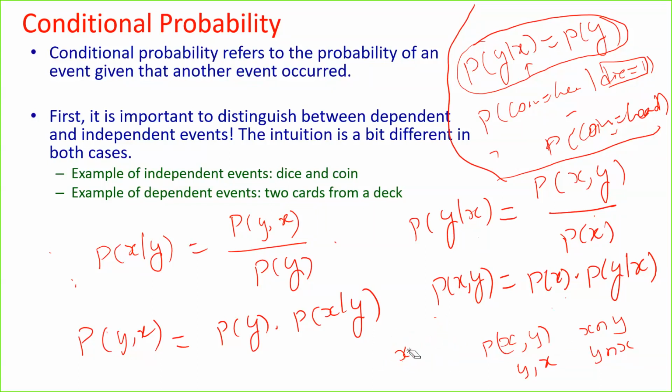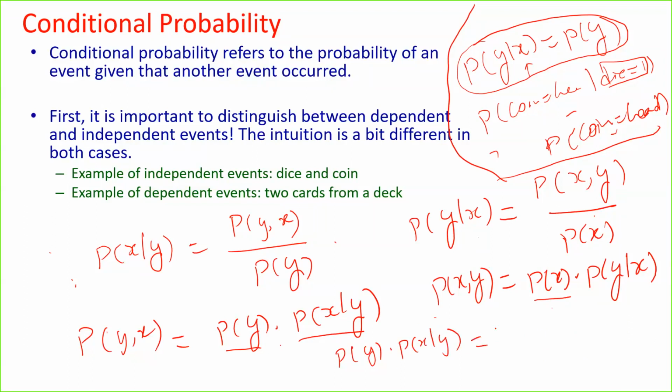So if I expand them, probability of y comma x is probability of y times probability of x given y. And if I expand probability of x comma y, this is equivalent to probability of x times probability of y given x. They are the same, so can I equate them? Yes, sir. Probability of y times probability of x given y is equivalent to probability of x times probability of y given x.